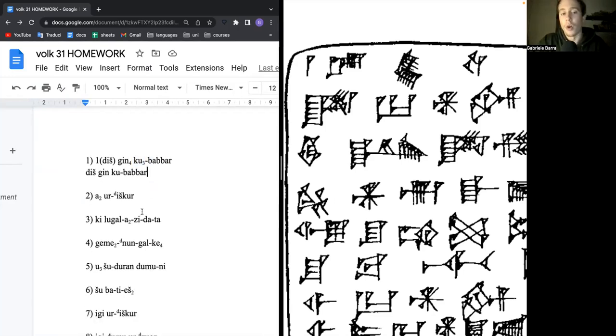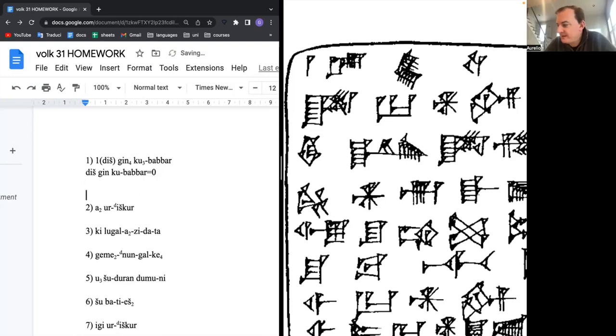And this is probably the object, isn't it? If we have no sign of grammatical case, then I'm just going to put a 0 for this time. Okay, sounds good. Right. So you said 1 shekel of silver, and you are most correct.